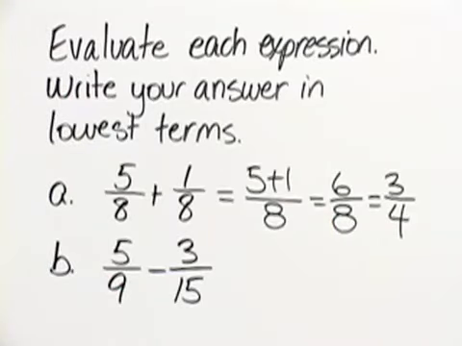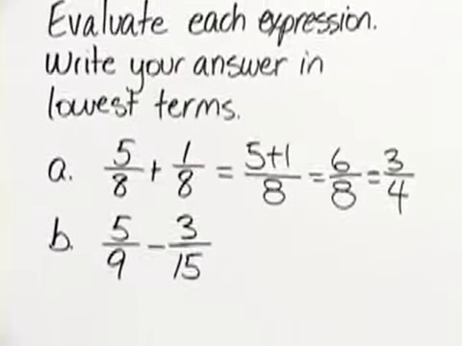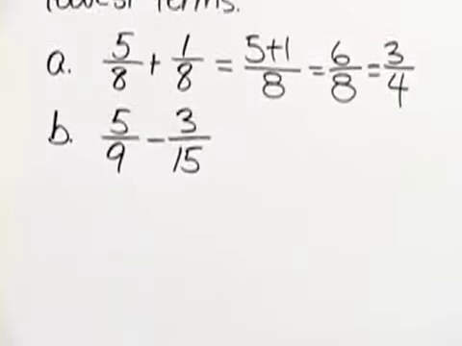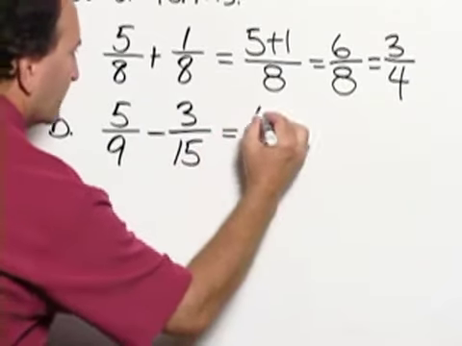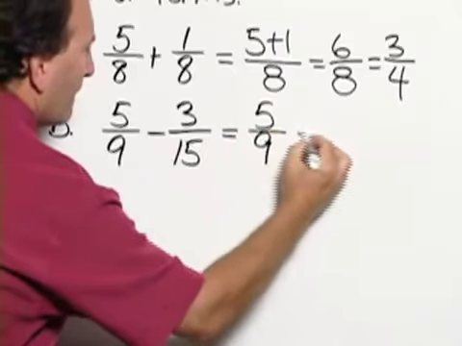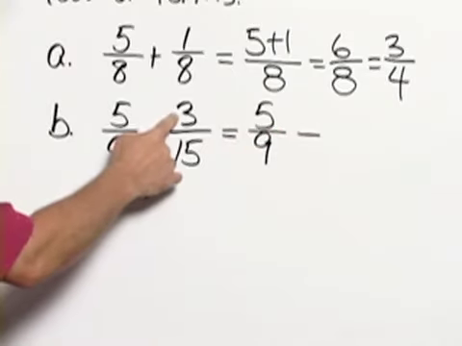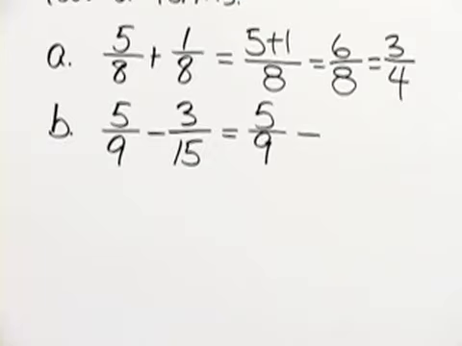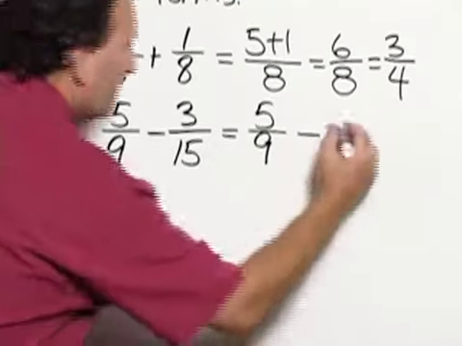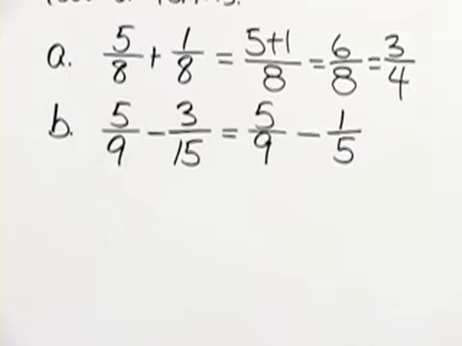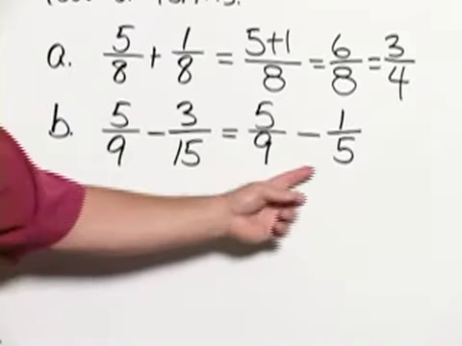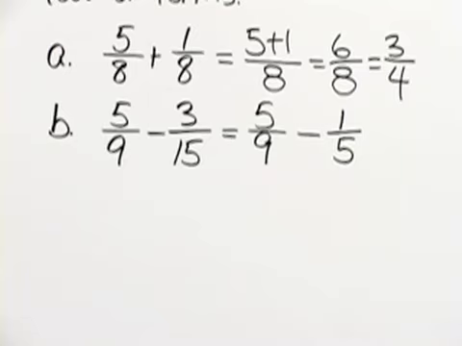Now, for part B, we have 5/9 minus 3/15. The first thing we should notice is 3/15 can be reduced. So let's write this as 5/9 minus, and each 3 and 15 can be reduced by a factor of 3, so it reduces to 1/5. Now we look for the common denominator between 9 and 5. That common denominator is 45.